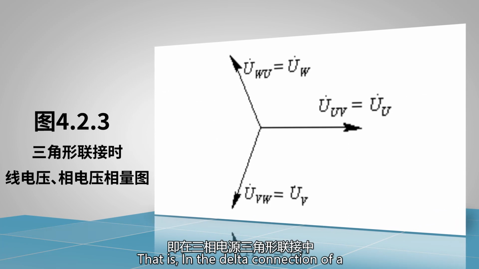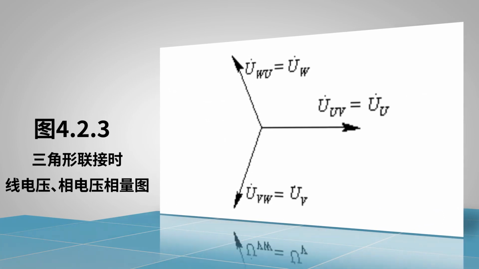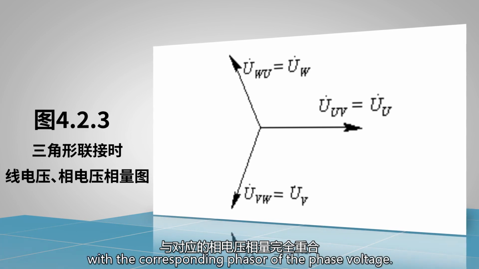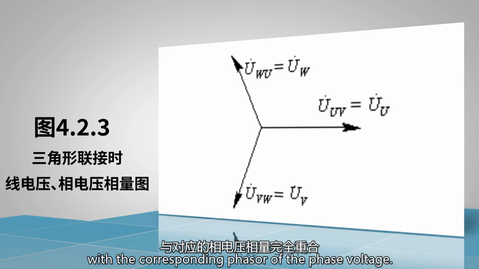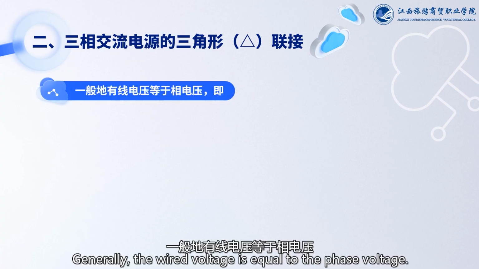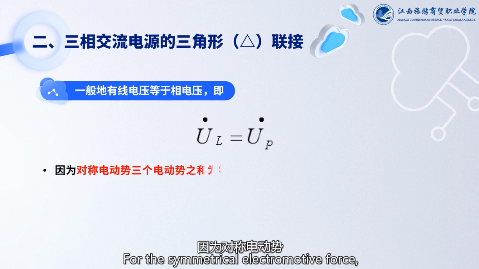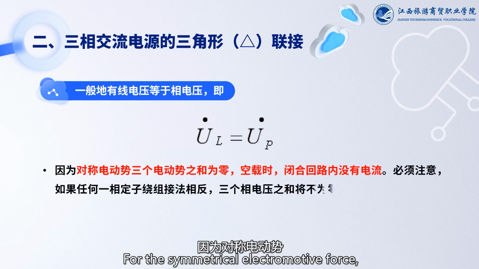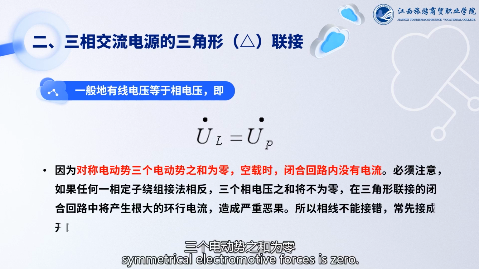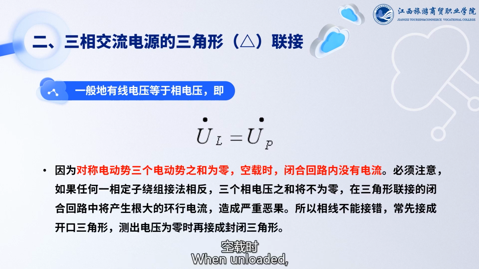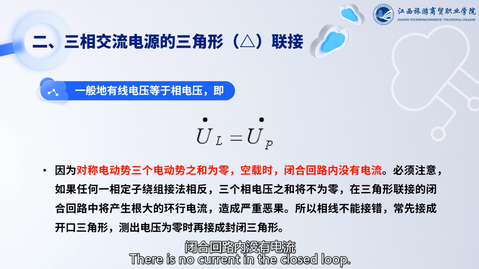That is, in the delta connection of a three-phase power source, the phasor of the line voltage completely coincides with the corresponding phasor of the phase voltage. Generally, the line voltage is equal to the phase voltage, meaning the phasors of both are equal. For symmetric electromotive forces, the sum of the three is zero. When unloaded, there is no current in the closed loop.